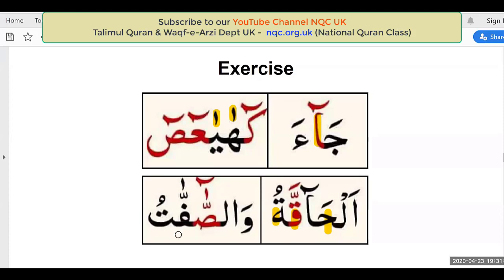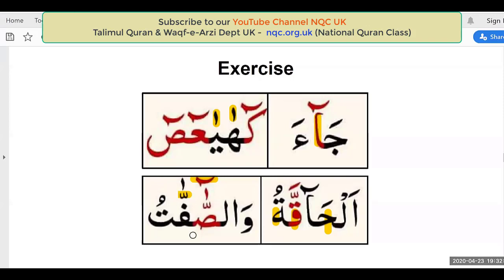Was-saffatu. Okay. So L231, can you tell me? Earlier we looked at 3 kinds of elongation, right? Can you tell me which one this is, if you remember? So we have Madde Kabir, and the following letter has a shadda sign. It's Madde Lazim. Yes, that's right.